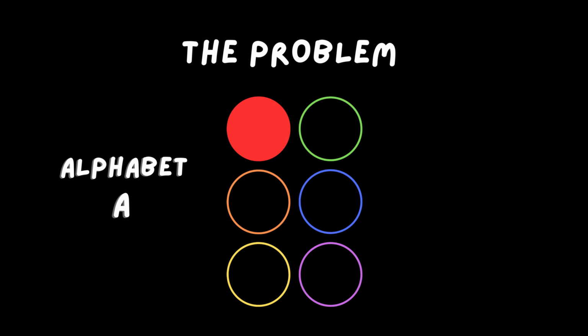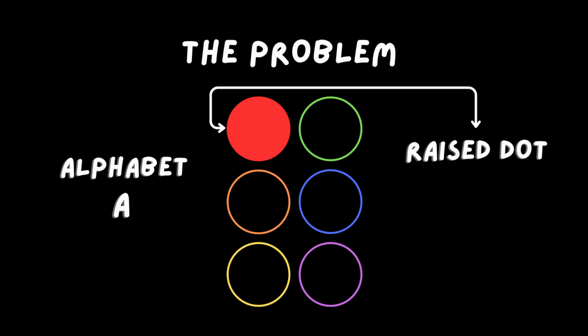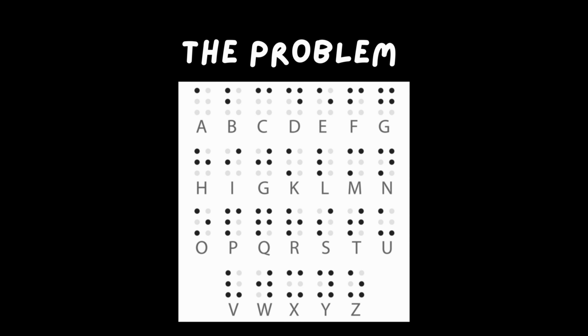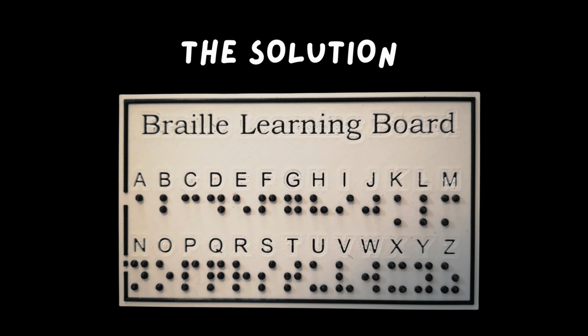The first circle, which is filled with the color red, represents a raised dot on the surface, and the outlined circles represent the flat surface. And here are the other Braille patterns for the alphabet B to Z. This is an image of a Braille board.